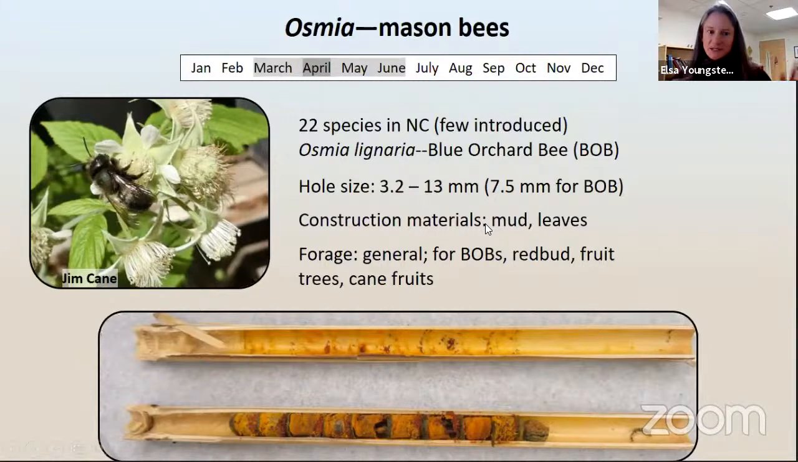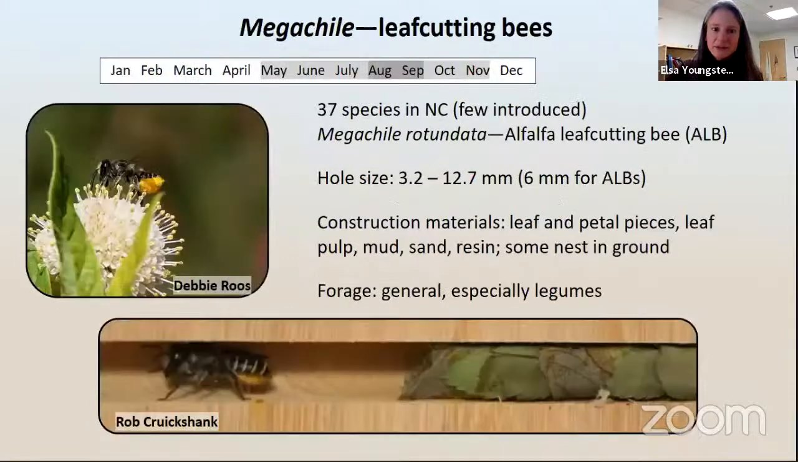But those are the two main things they'll use, mud or chewed up leaf pulp. And across these 22 species, they'll forage on a variety of plants. The blue orchard bees have a strong preference for spring fruit trees. You also see them on red buds a lot. The other species linger later into the spring. You'll see them on clover and other plants. So that's one group to look out for.